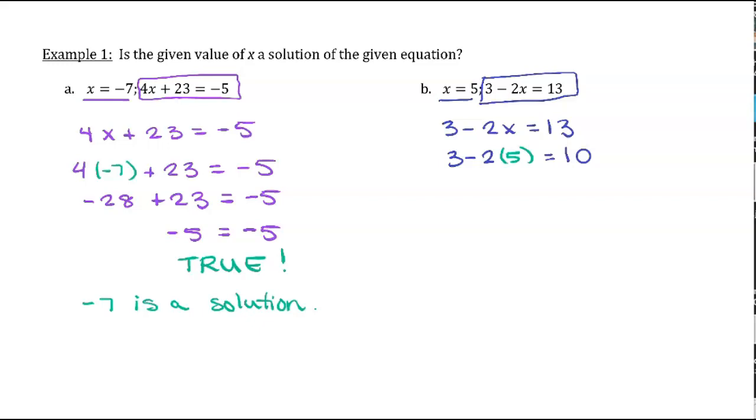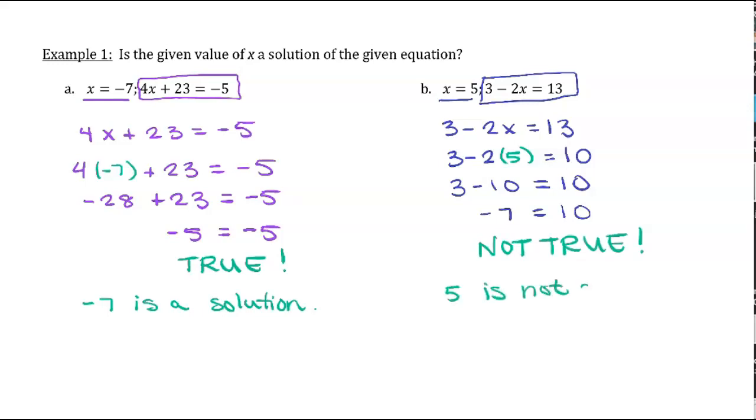Using good order of operations, we need to multiply -2 and 5 together first to get -10. So we have 3 minus 10 equals 13. Finally, we can subtract. 3 minus 10 is -7. So at the end, we end up with -7 equals 13. That is not a true statement. So that means that 5 is not a solution. 5 is not a solution to the equation 3 minus 2x equals 13, because when we substituted in for x, we did not get a true statement.